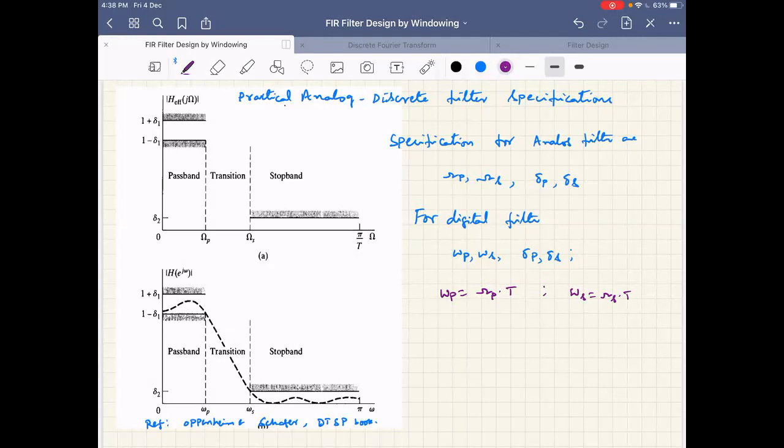So here please note that delta 1 is equal to delta p equal to delta s. Now the transition band, as we have seen, is omega s minus omega p.